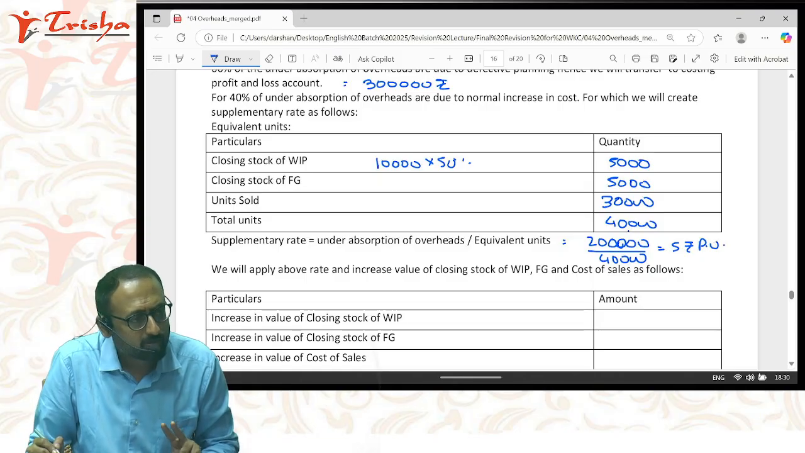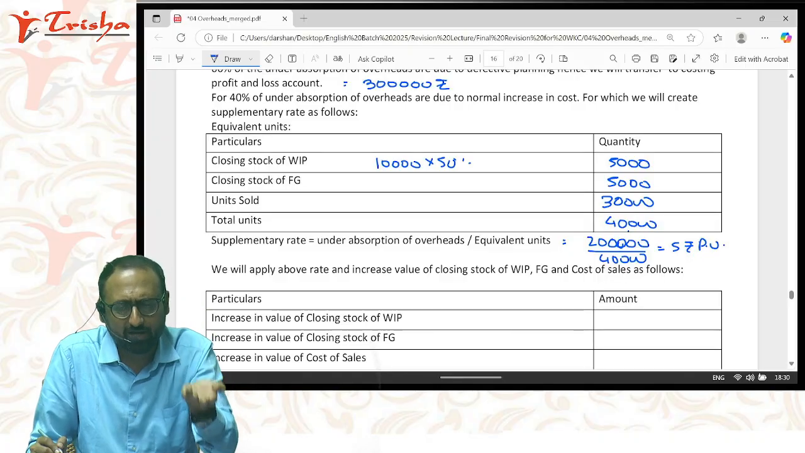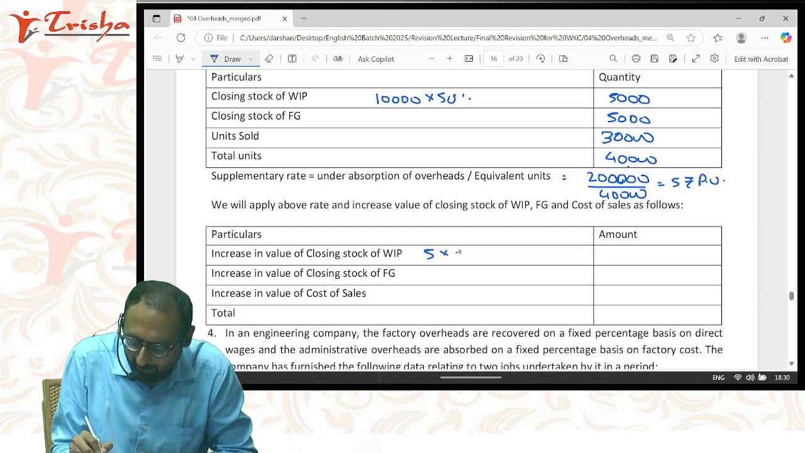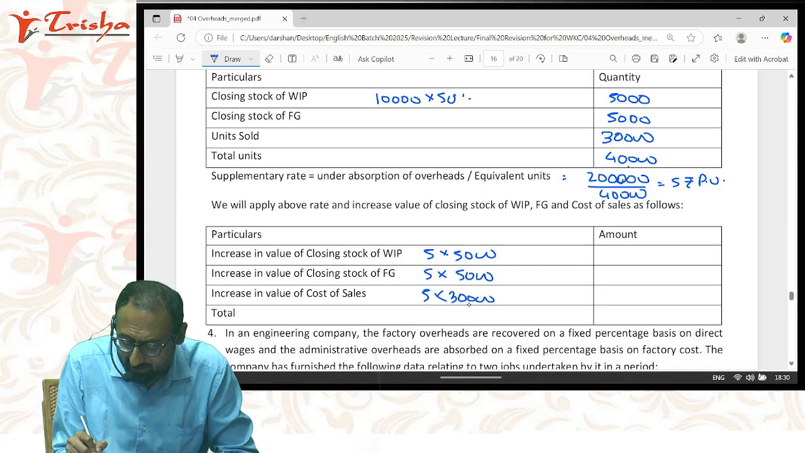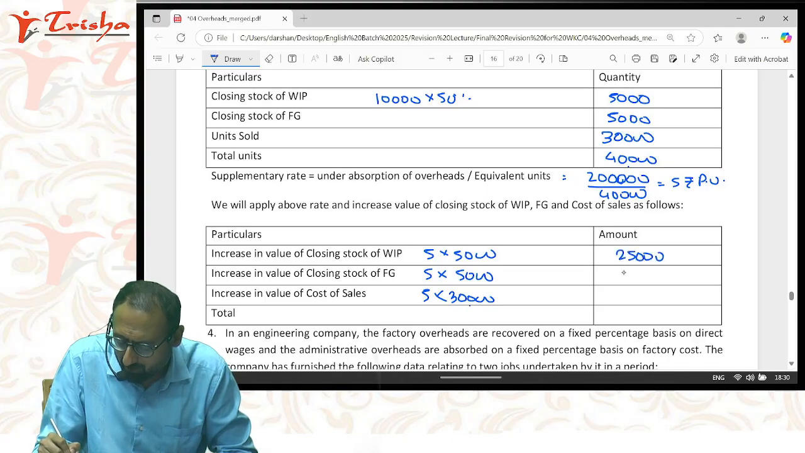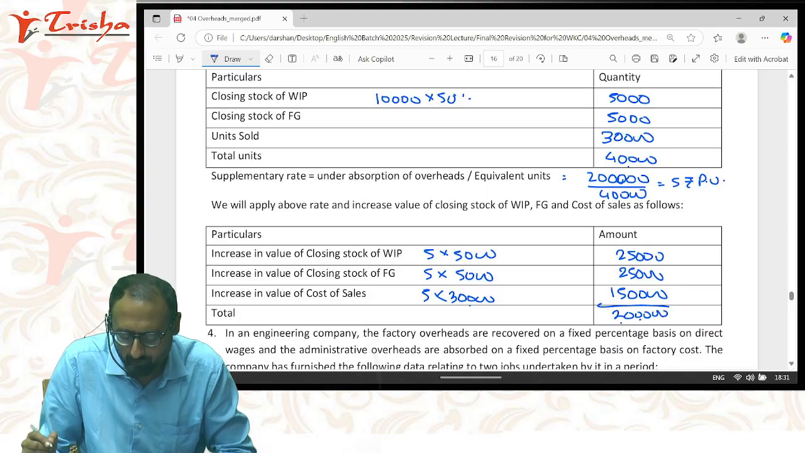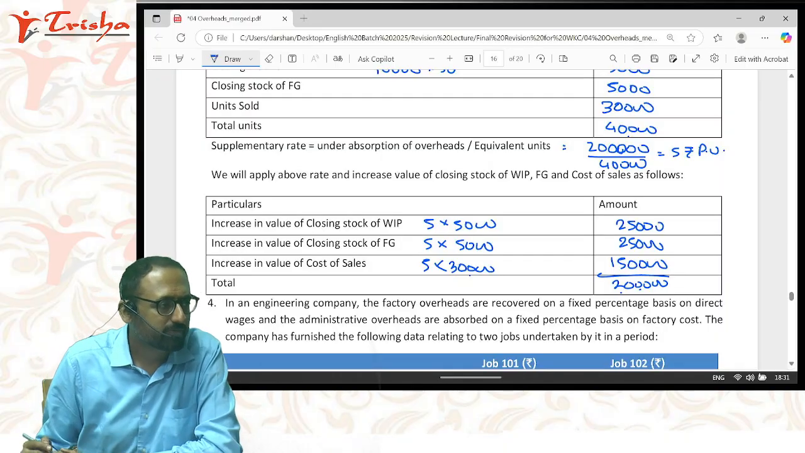Yes or no? Now, in case of under absorption, increase the value of WIP stock, finished goods stock, and cost of sales. So, increase the value of closing stock of WIP, 5 rupees multiplied by 5,000. Increase the value of closing stock of finished goods, 5 multiplied by 5,000. Increase the cost of sales, 5 multiplied by 30,000. Your answer comes to 25,000 in the first scenario, 25,000 in the second, and 1,50,000 in the third, total 2 lakhs, and your answer is over. Is it clear to everyone?